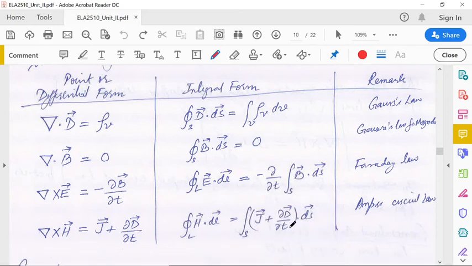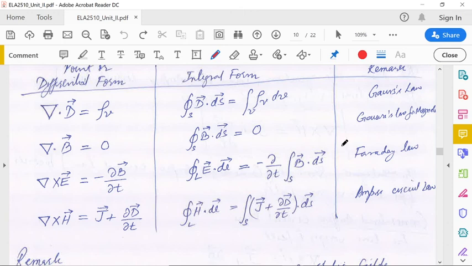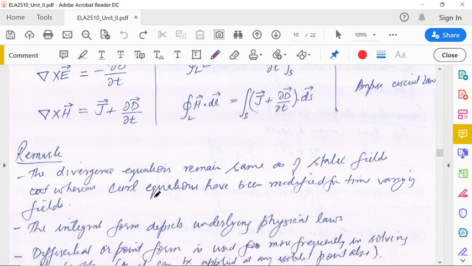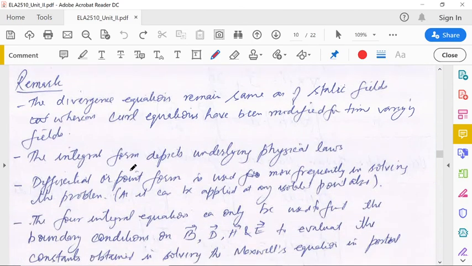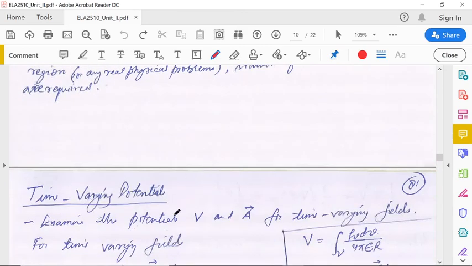So we have total current now. Again, the current remains the same, that it is equal to total current. Now for the time varying field, the current comprises two parts. One is the conduction current, another is this displacement current. Okay, so these are the Maxwell's equations, which are very important, and you have to remember these equations. And everywhere from now onward they will be used, and also in the higher courses, these equations will be frequently used to solve the problems. So these are the points which I have summarized here. You can go through them. And now the next topic is the time varying potentials.